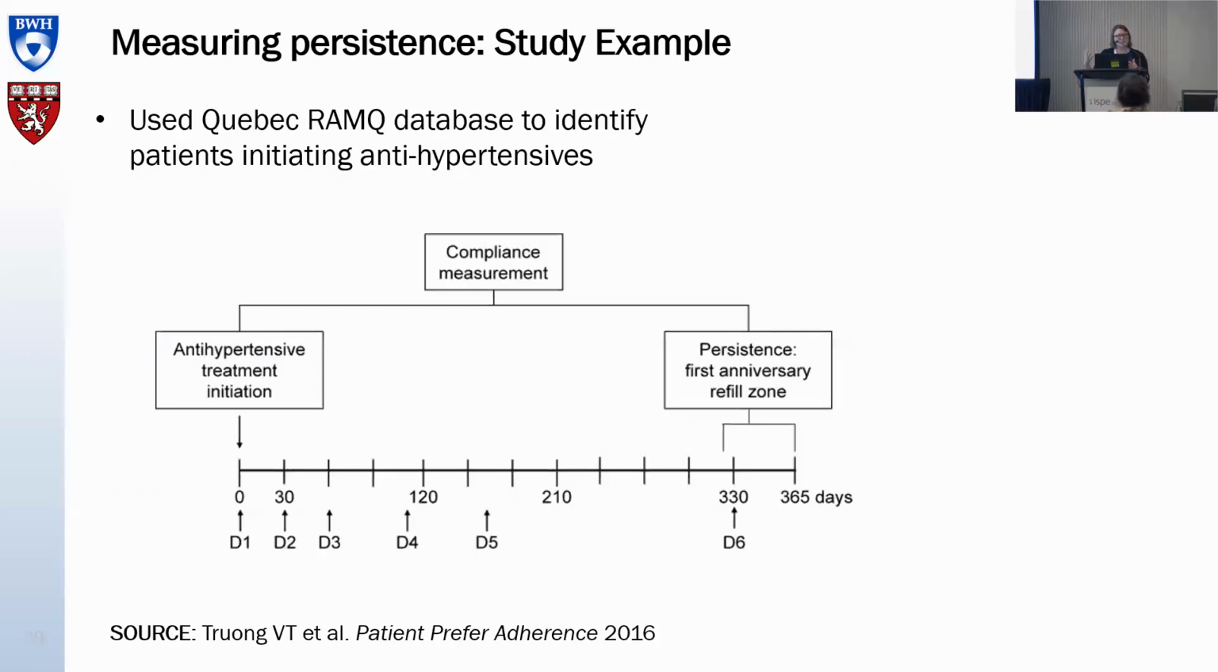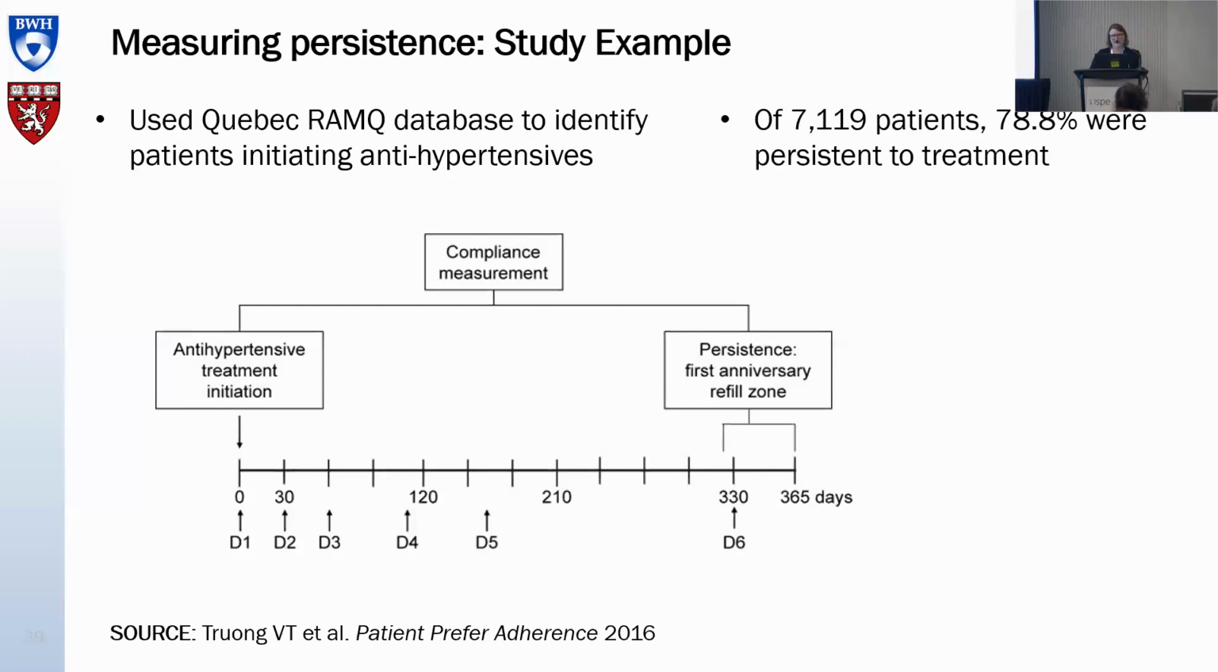Great. So here's one example of the treatment anniversary approach using a database in Quebec, where they identified treatments that were initiated and then looked a year later to see whether there was a refill within that time period. What they found, and this tracks with what I typically see, is that persistence rates were about 80%. About 80% of patients were still taking the drug.